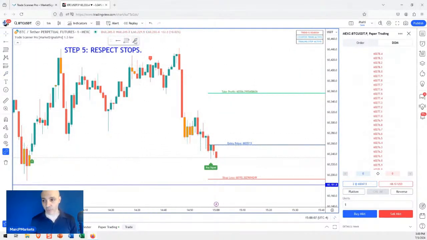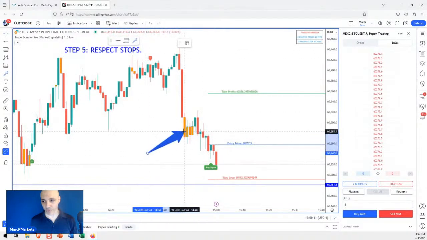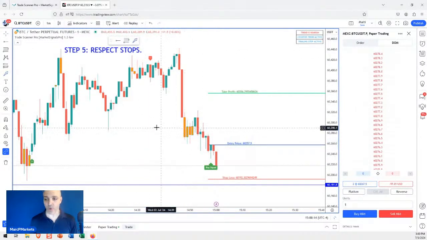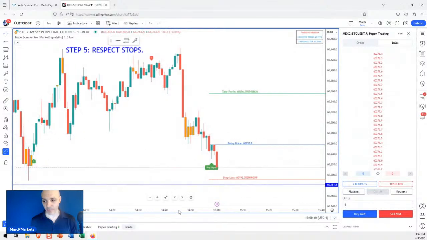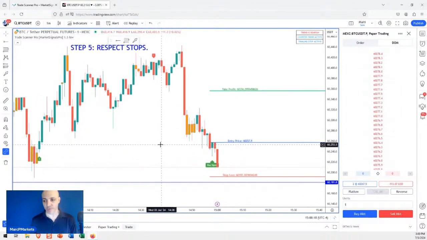Now, I bought one contract early, and now I'm in my second one. This early one was not beneficial, because the whole point of getting in early is to try to get a better price. So in this case, it's costing me more. Okay, and this thing may go straight to the stop. Let's see.